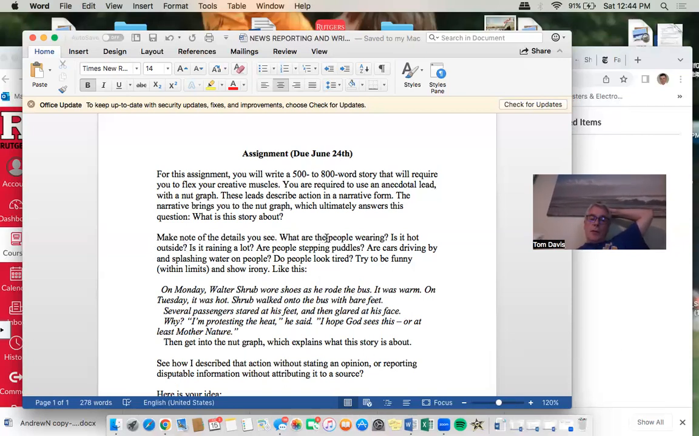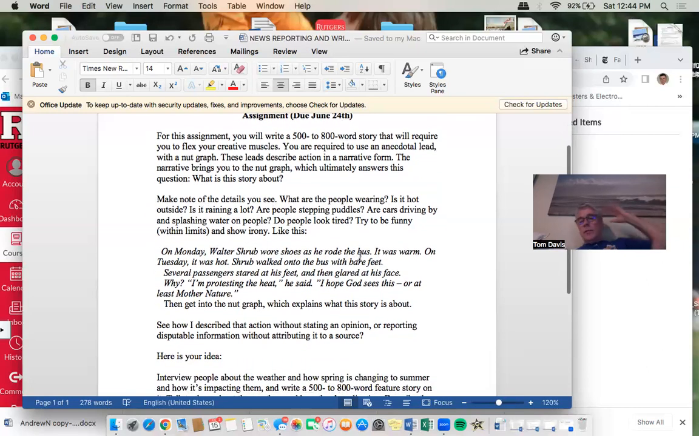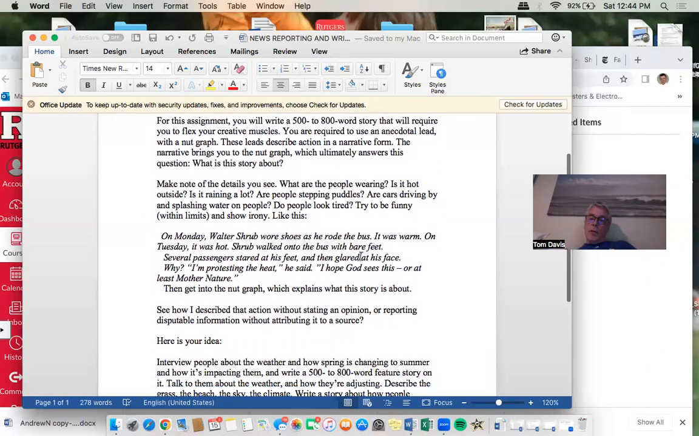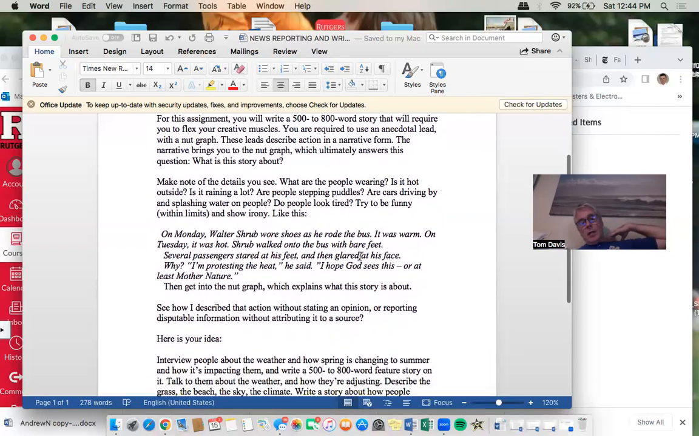Make notes of the details. What are people wearing? Is it hot outside? Is it raining a lot? Are people stepping in puddles? We've had a combination of hot weather and wet, rainy weather lately. We've had some cool days too, which has been kind of odd. Okay, so what you have is typically something like this.